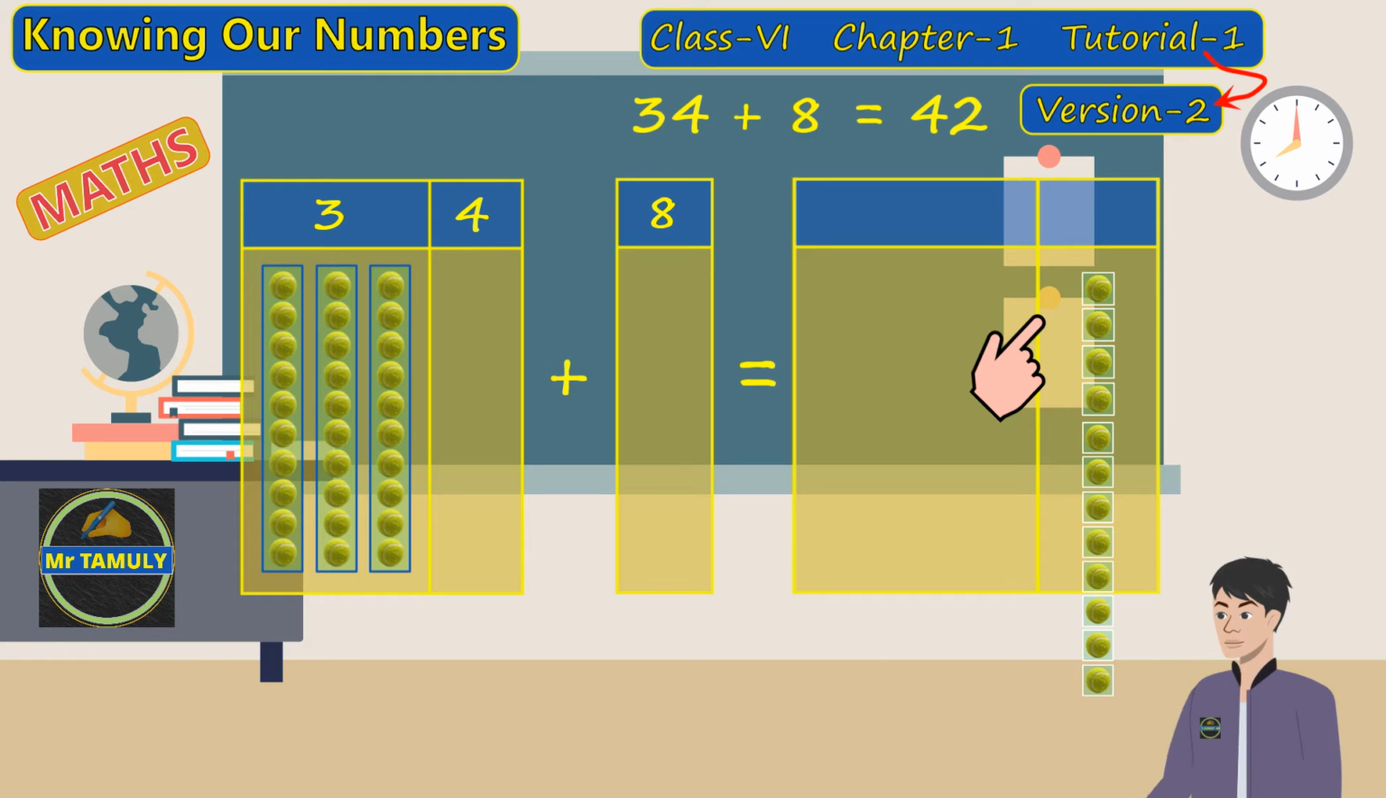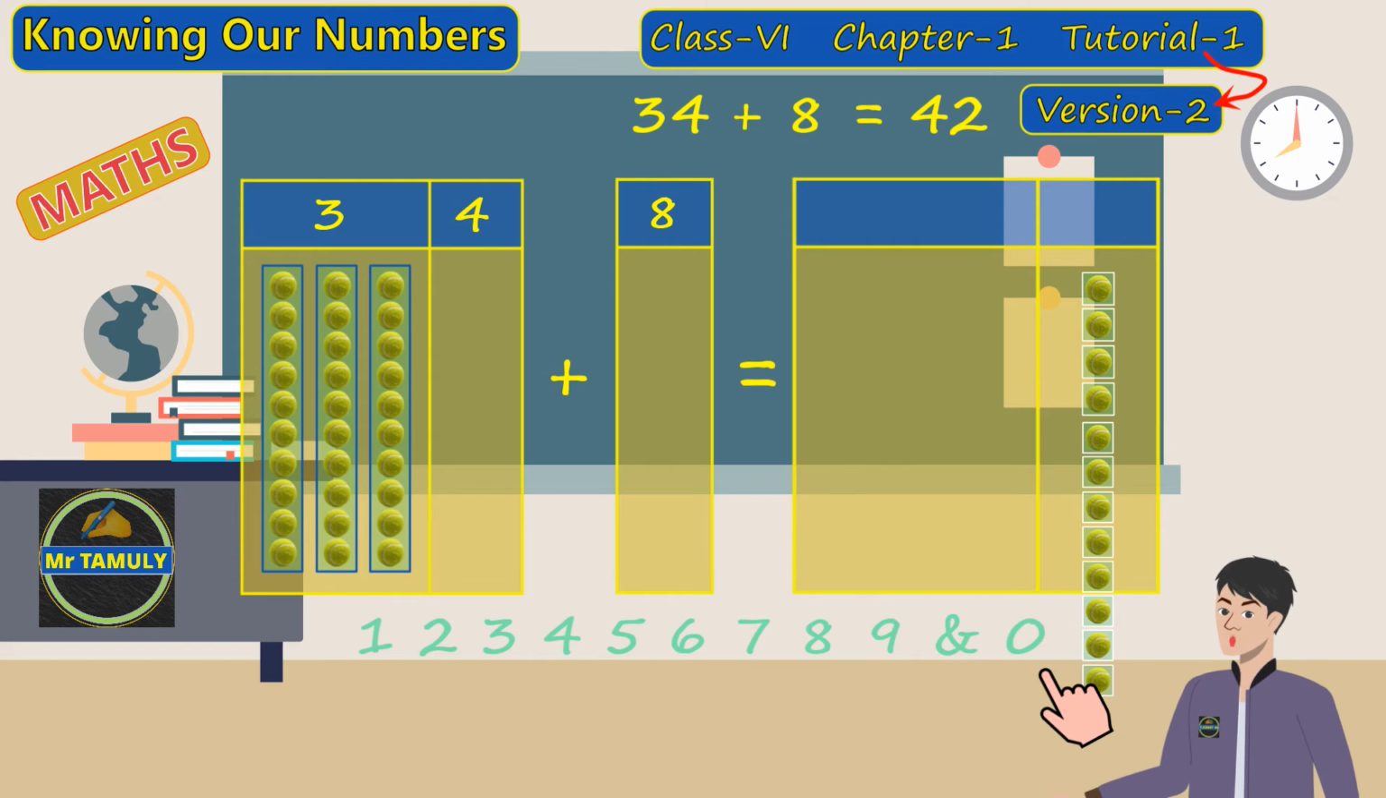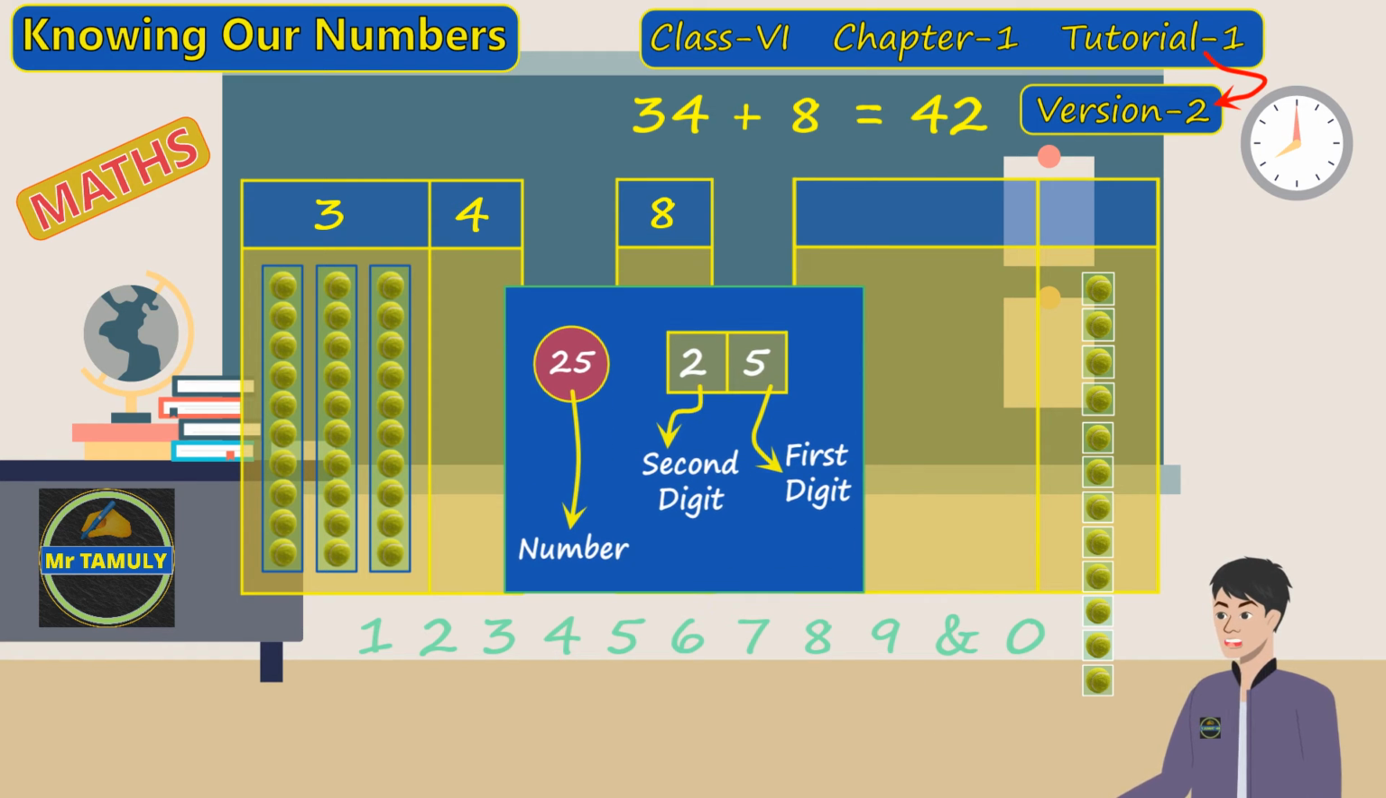Let me explain. You know that in the decimal number system there are 10 digits. They are 1 through 9 and 0. 0 is the smallest digit and 9 is the largest among the decimal digits. Now let me take a random number, say 25. In the number 25 there are two digits, 2 and 5. 5 is in the first place, or position, and 2 is in the second position.